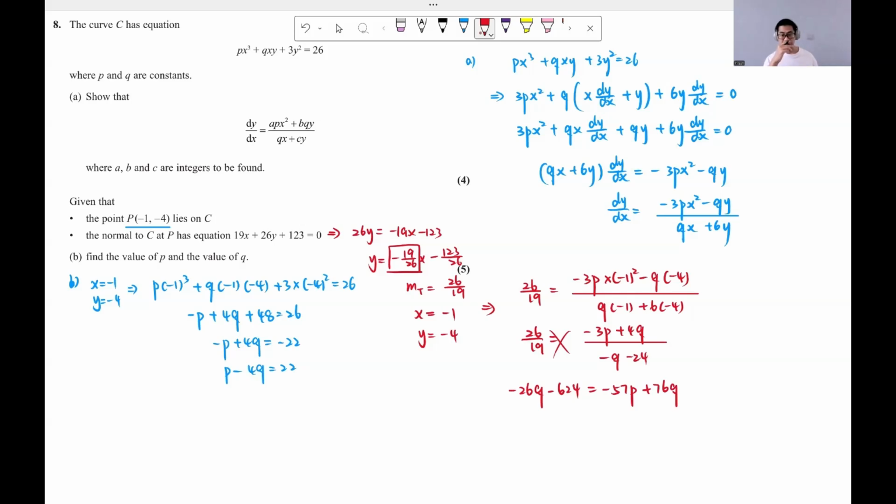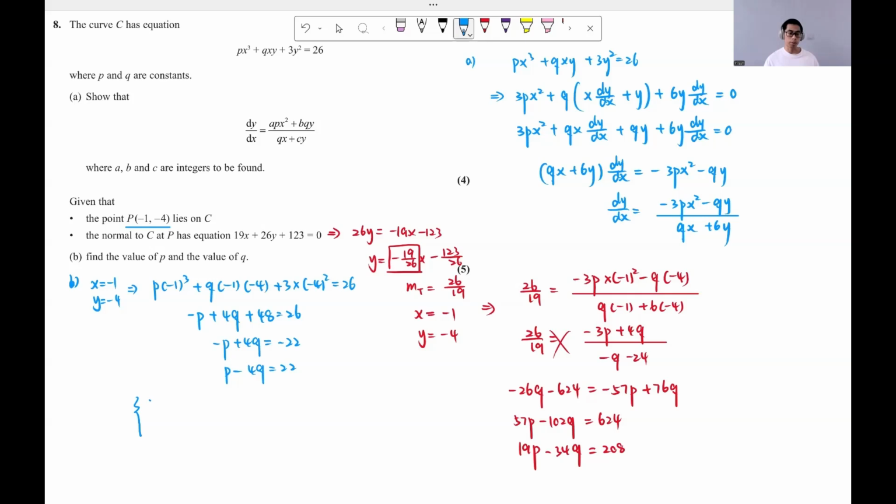Okay. Once we have this, we can simplify it. So plus 57p on both sides, and then minus 76q on both sides. So negative 26 minus 76 is negative 102q, and that's equal to 624. We can simplify by dividing by 3. So 57 divided by 3 is 19, so 19p. 102 divided by 3 is 34, minus 34q, equal to 624 divided by 3, so 208.